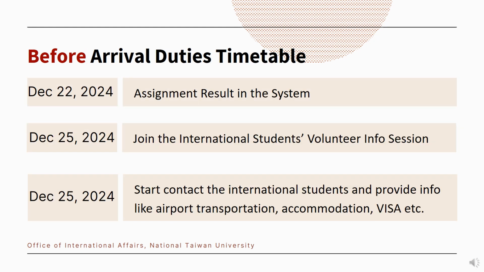Okay, so this is the timeline, the timetable for you to check the duties that you have to do. The first will be on December 22nd to see the results, to see who you will be helping. And on December 25th, you have to join the International Students Volunteer Info Session. This info session also includes the cross-cultural communication training. And on December 25th, you can also start to contact your international students to provide them information like how to come to NTU from the airport, some information about the accommodation at NTU, about visa, about the weather in Taiwan and stuff.